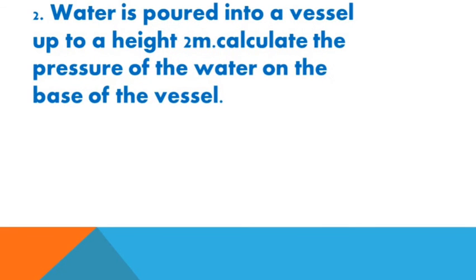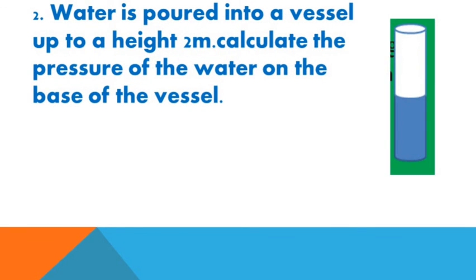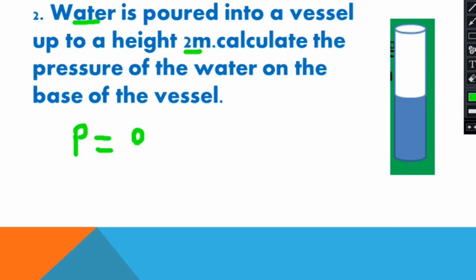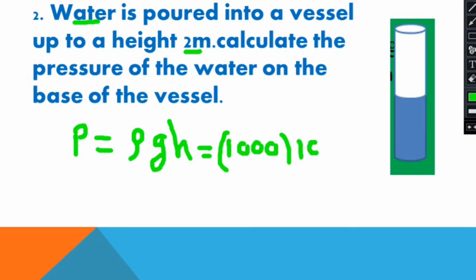Okay, the second question. Water is poured into a vessel up to a height of 2 meters. Calculate the pressure of the water on the base of the vessel. So the height is 2 meters. The density of the water is 1000. So we just use rho g h. That is 1000 times 10 times 2. This time I think it's very easy. So the answer for this would be 2 times 10 to the power of 4 Pascal.